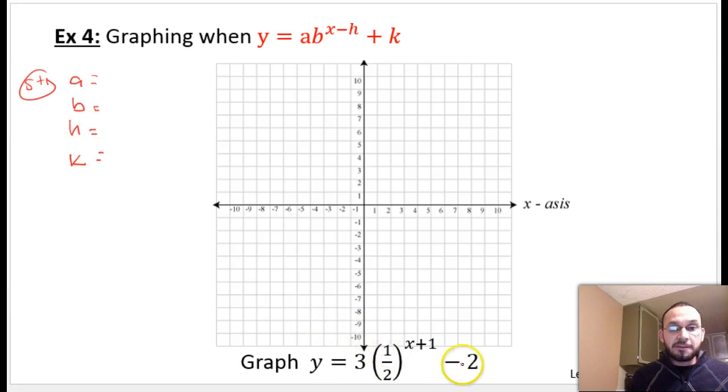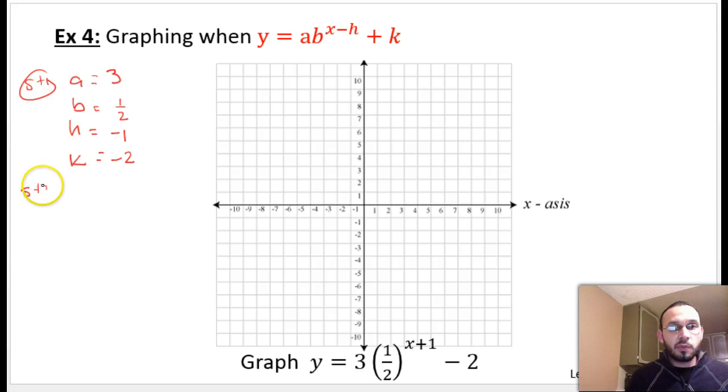We're going to be using this function down here. So in this function, my a value is going to be 3. My b value is just 1/2. My h value is going to be -1. Remember, we always take the opposite of what's being added up here. Or in this case, we have x minus h. So we take the opposite value for h. And for our k, and if you guys remember, we do that because of the zero product property rule, k is just going to be -2.